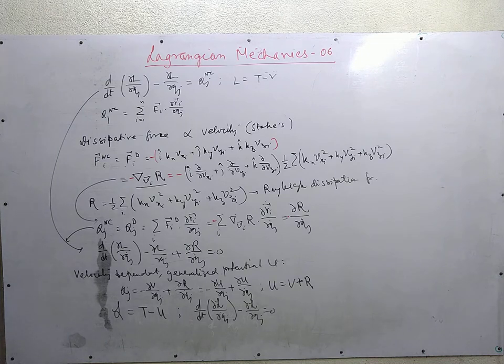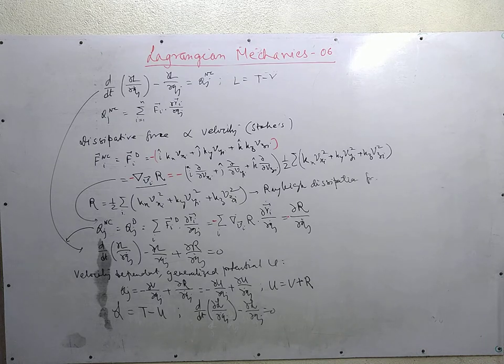Such a velocity dependent potential also occurs when a charged particle is subjected to an electromagnetic field. We shall consider such a system afterwards. Today, in the next part of this lecture, we shall apply the theory developed in this class to a few simple problems.